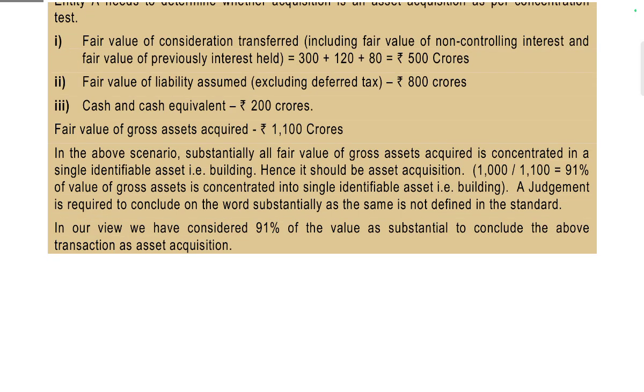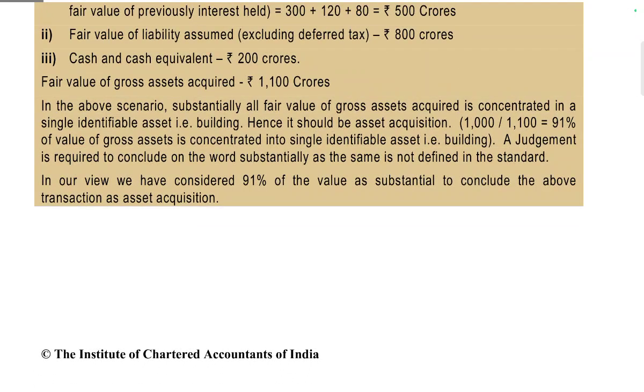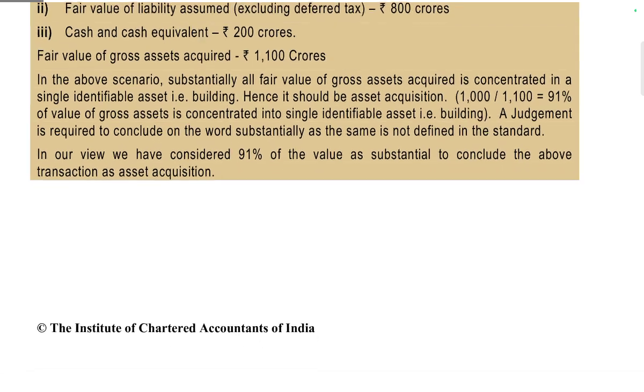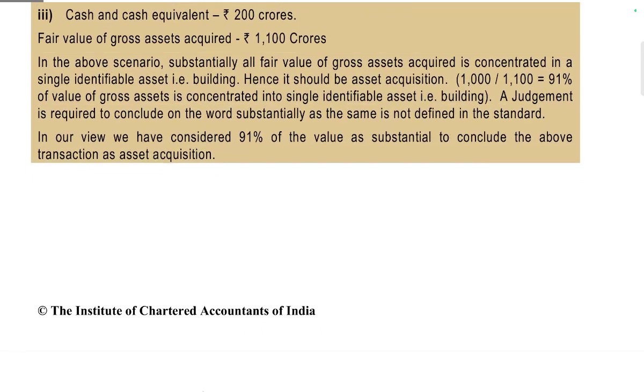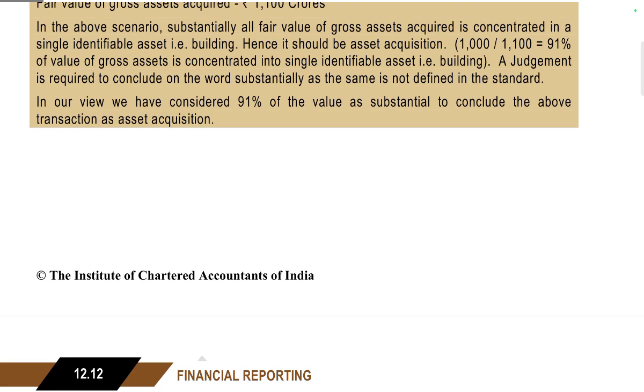In the above scenario, substantially all the fair value of gross assets acquired is concentrated in a single identifiable asset, the building, since 91% of the gross value is concentrated in the single asset, the building. Judgment is required to conclude this, as substantially all is not defined in the standard; this view of 91% is considered substantial in the above transaction by the acquirer.